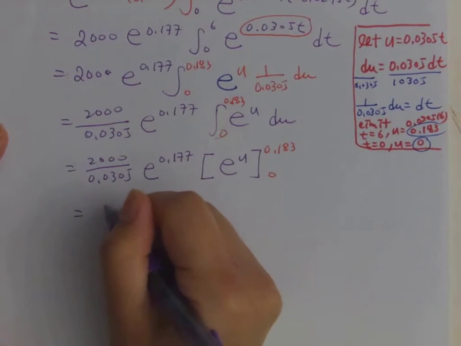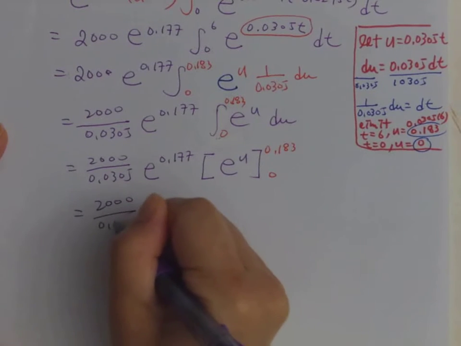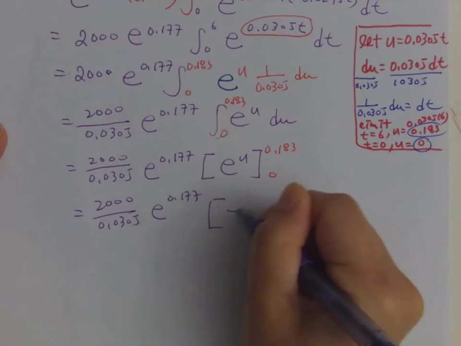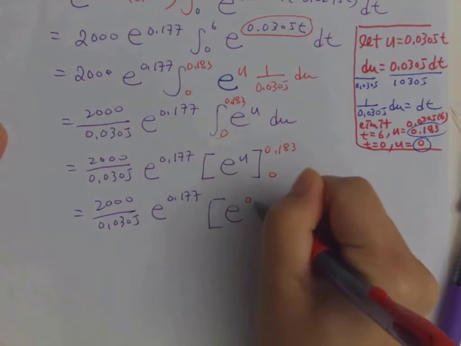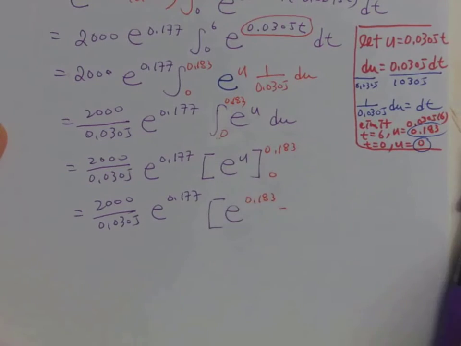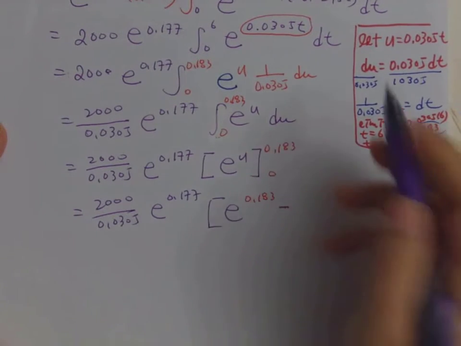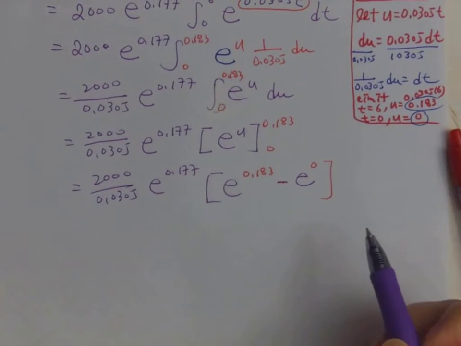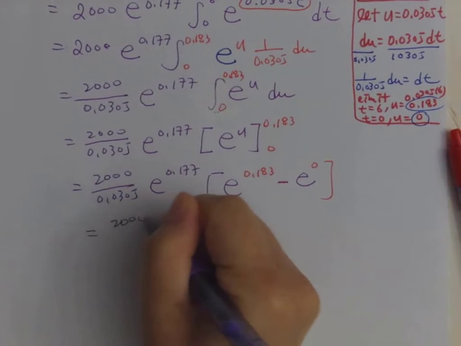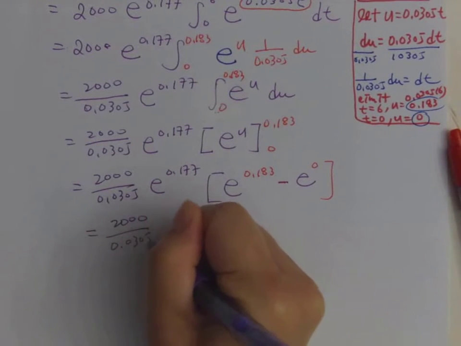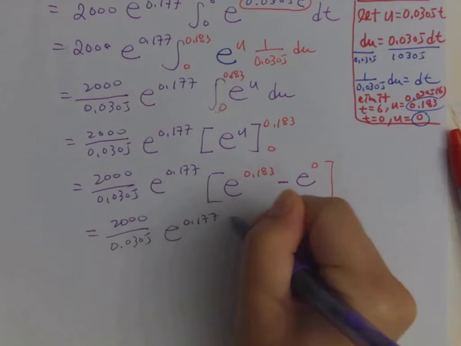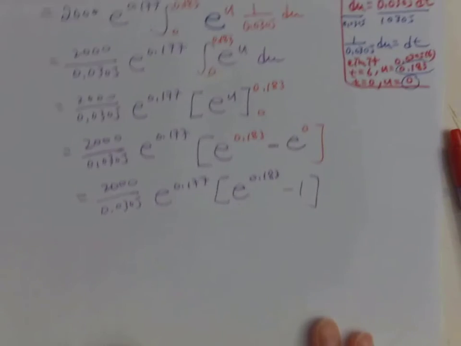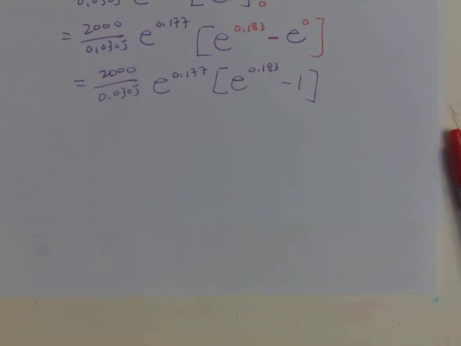So still the same thing, right? 2000 over 0.0305 e^0.177, and then e raised to 0.183 minus e raised to 0, right? And as we know by now, e raised to 0 is just 1. And I think we're about to be ready to plug it into the calculator, right? 0.177 e raised to 0.183, this is minus 1, right? So let's use that information and plug it in.